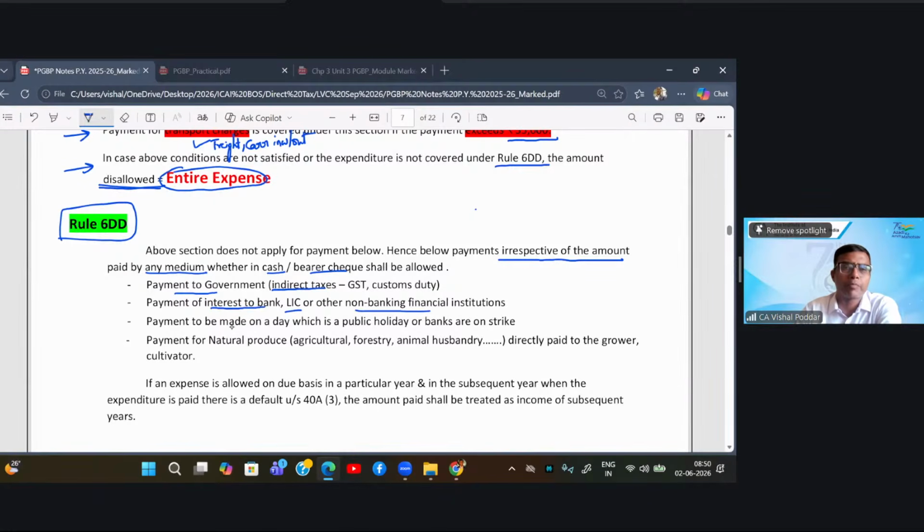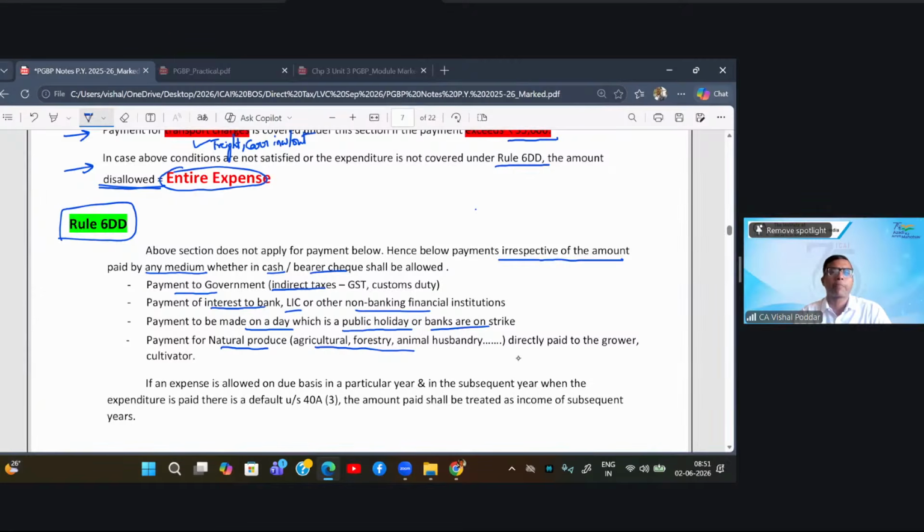loans. Next, where you have to make payment on that day which is declared as a public holiday or the banks are on strike. Next, important, where for your business you require any natural item. It may be from agriculture, forest, etc. So let us say you are a jam making company, Kisan Jam. Now for making jam, you have to purchase raw mangoes because you are making mango jam. So this is a natural produce. Now when you are purchasing these mangoes, it would be in tons because you require tons of mangoes to produce those many kgs of jam.